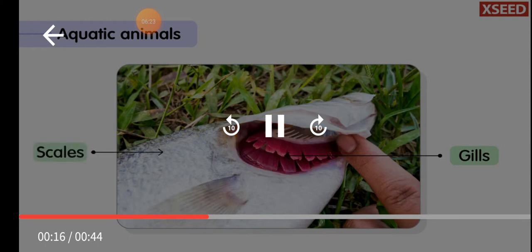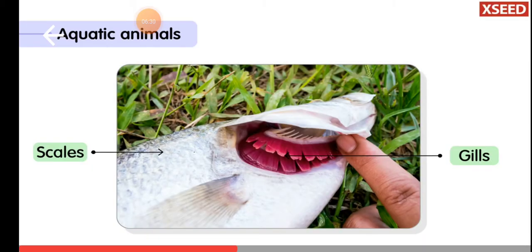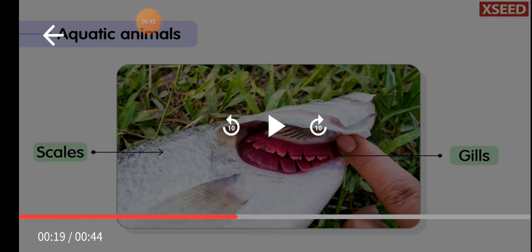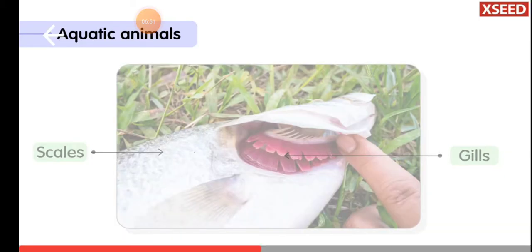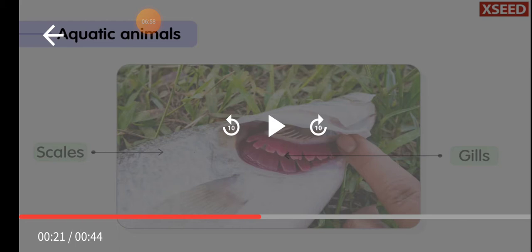Scales protect the fish. So these scales are protecting the fish from wetting. Always it is inside the water. It moves in water, but it will not become wet. From wetting, the scales are protecting the fishes. They also protect from injuries. If any injury happens when it hits a stone, or if any big fishes catch them, from that injury also the scales are protecting them.